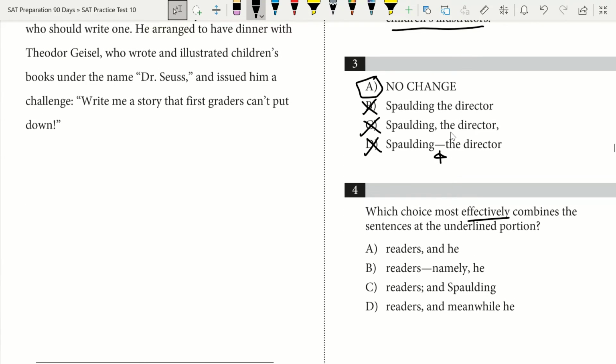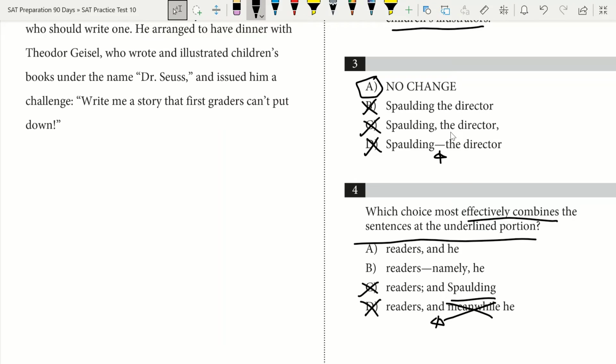So we have, which choice most effectively combines the sentences at the underlined portion. All right, so like I said, we already said Spalding, so I don't want to say Spalding again, so I know C is going to be wrong. The option of and meanwhile he, we don't want to say meanwhile after and because that's just wordy and we want to avoid being wordy. Remember how I talked about having concise word choice and being efficient, right? We don't want to say and meanwhile because that's inefficient and that's wordy, okay?